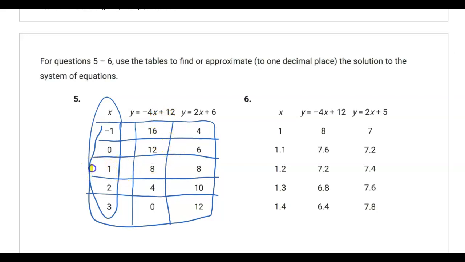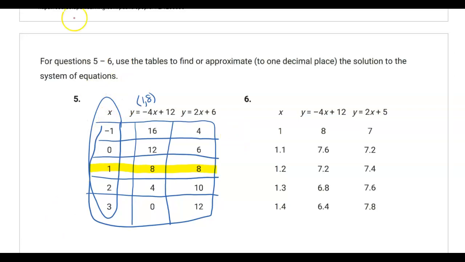So if I look at this ordered pair, when x is 1, this equation had a y value of 8. And when x was 1, this has a y value of 8. So therefore, the ordered pair solution here would be x is 1, y is 8. So when I look over here, what would the solution to this be?